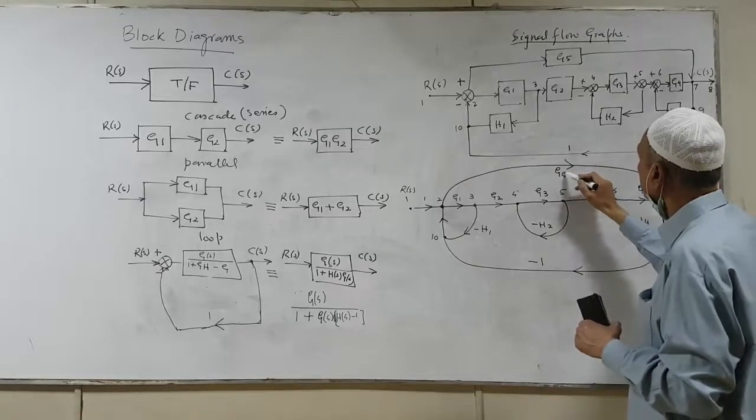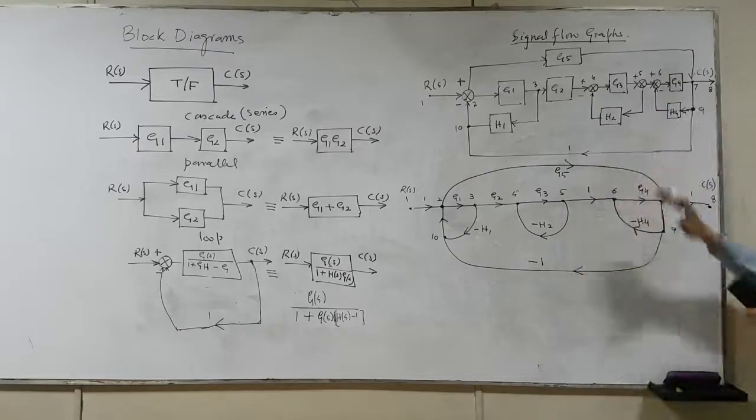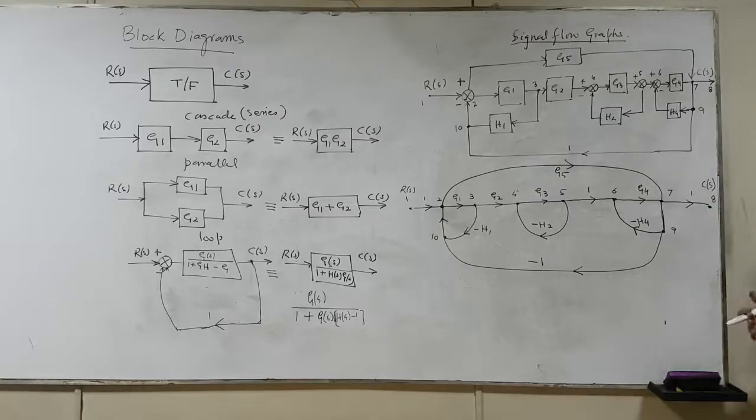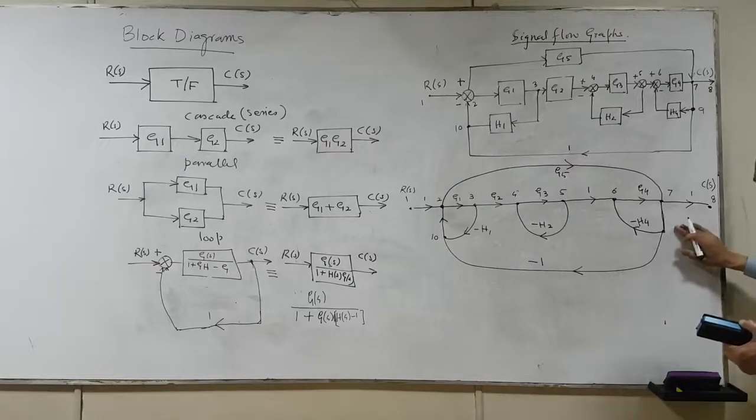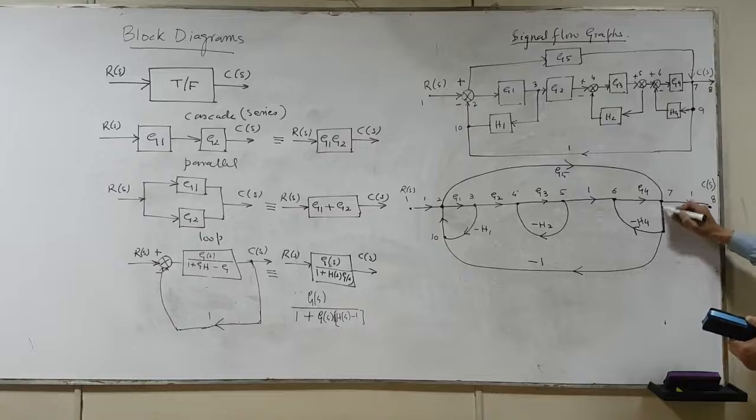G5, the transmittance is G5. So this completes the signal flow graph. But still we have to do something. We have to simplify by absorbing nodes to make it more simplified. Now, for example, nodes 9 and 7 can be absorbed in 1. So we can just remove this 9 because there is simply a link, nothing.